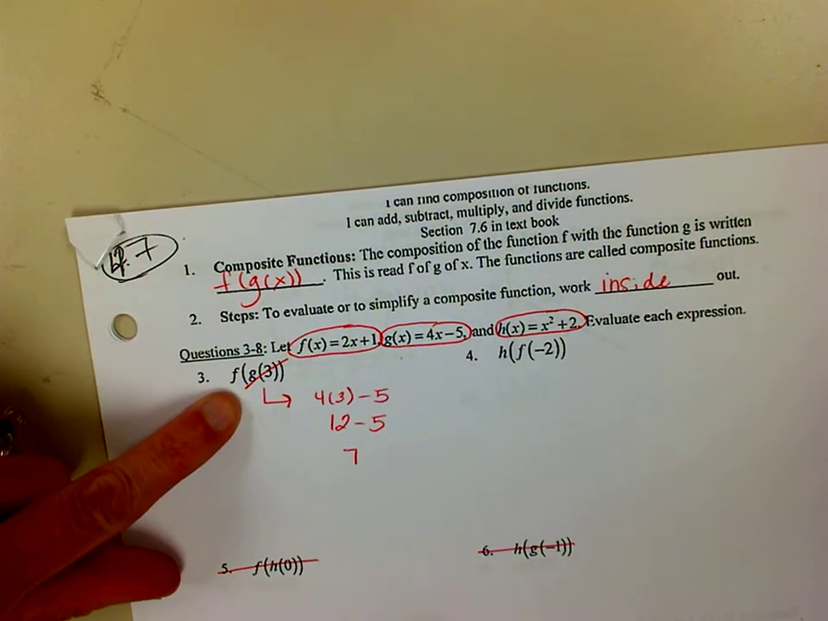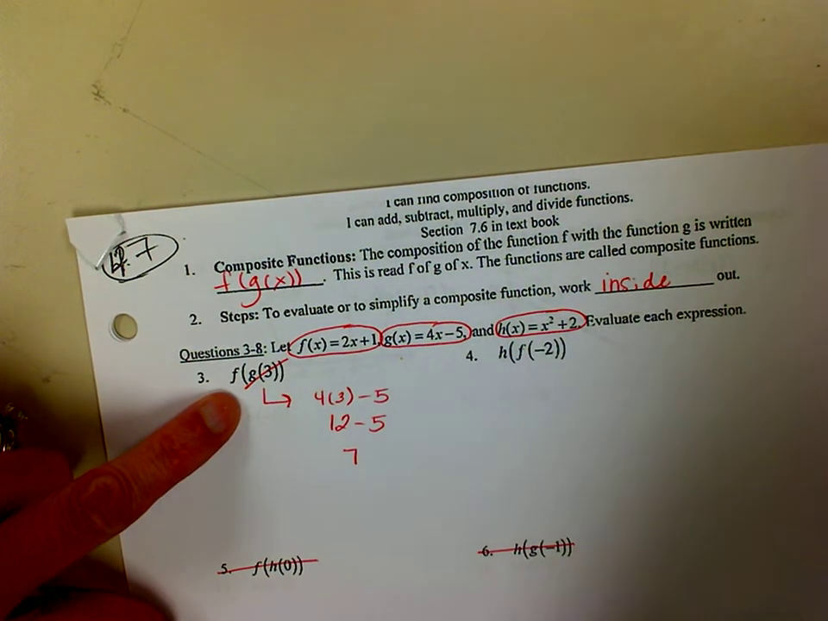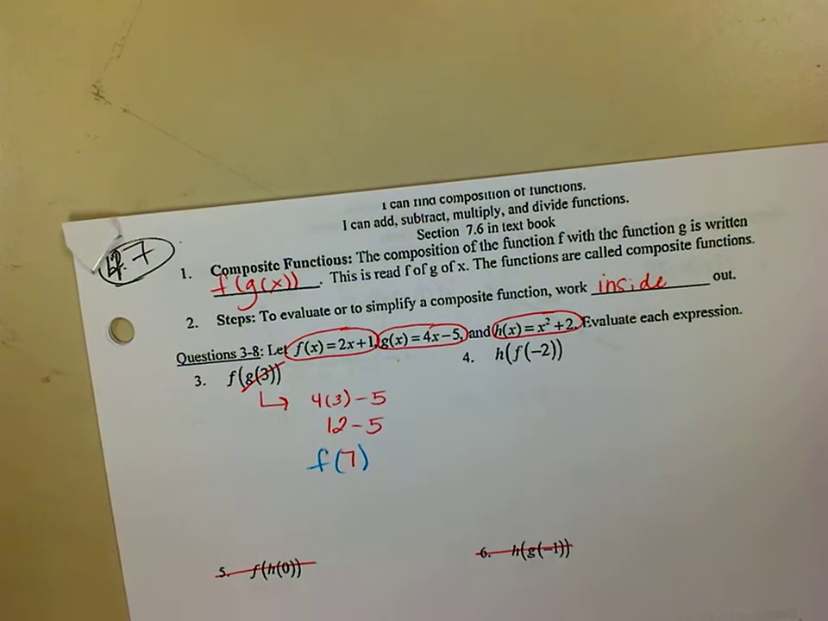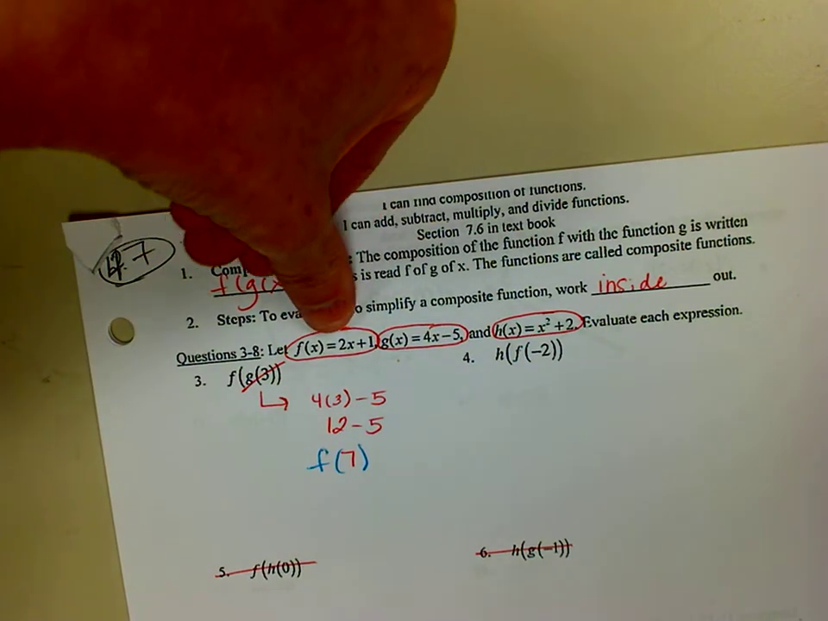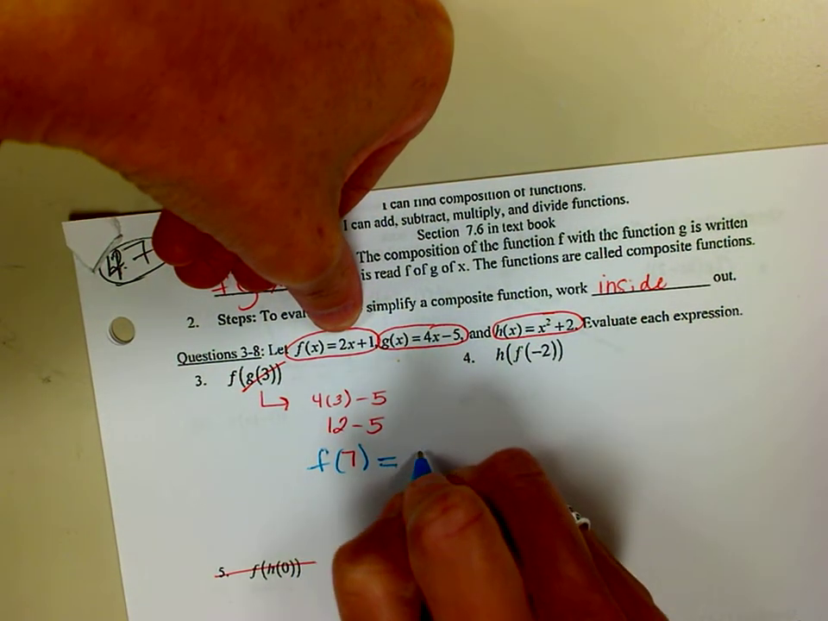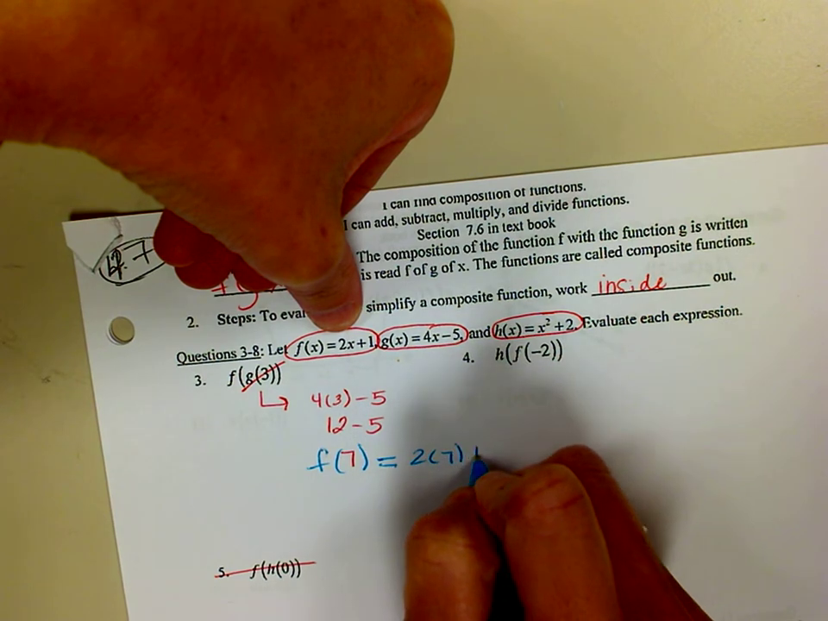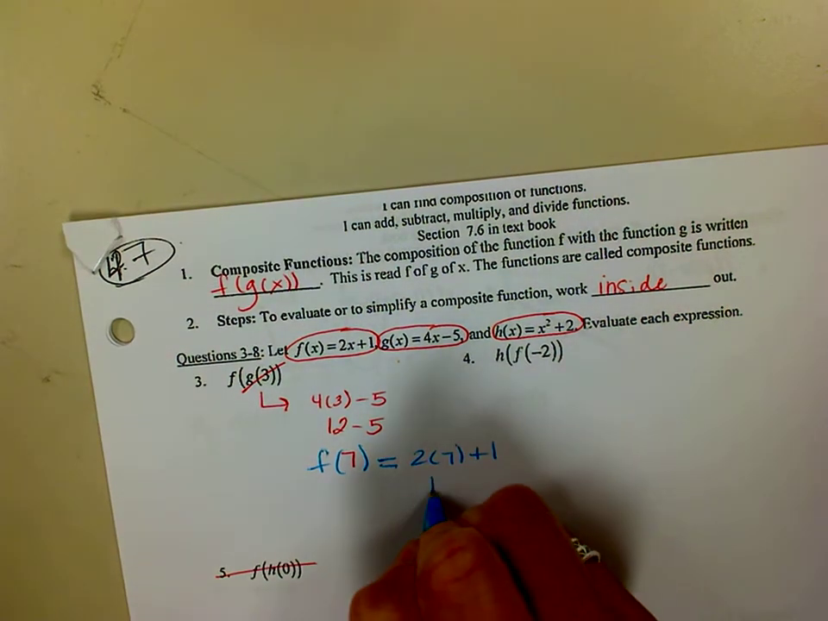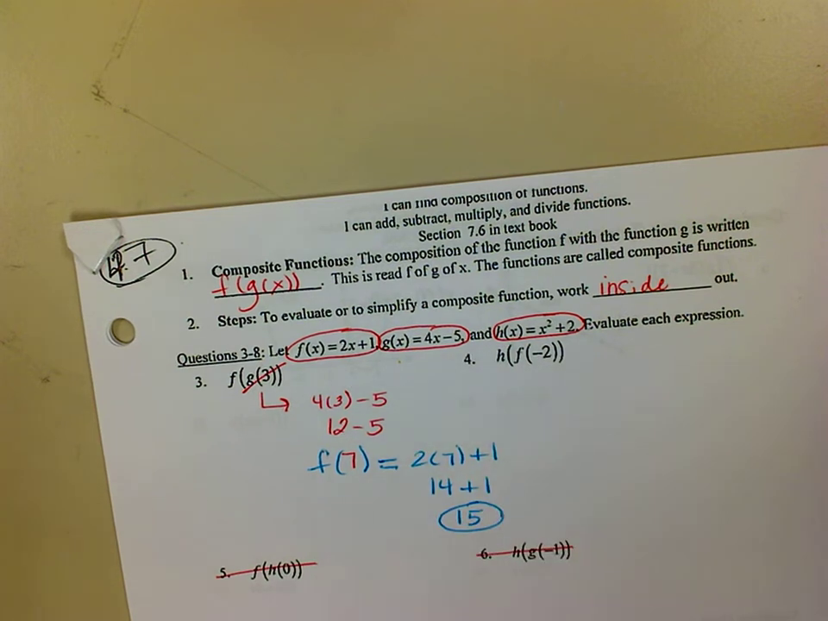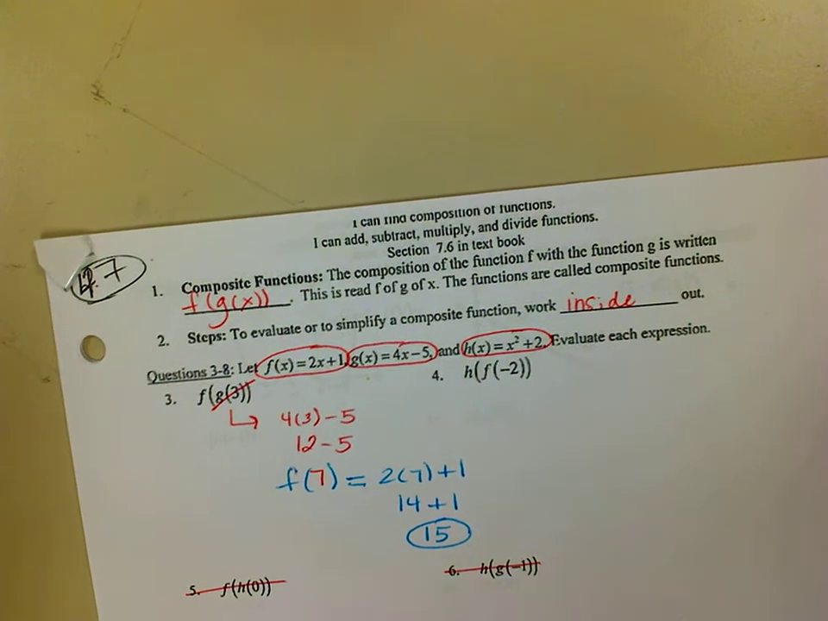Well, now I have this f. So now I want to do f of 7. To do that, I'm going to use the first equation that has an f with it, and I'm going to put a 7 in for x. So 2 times 7 plus 1, 14 plus 1 will give me 15. So you're really just substituting twice. Okay, next one, number 4.